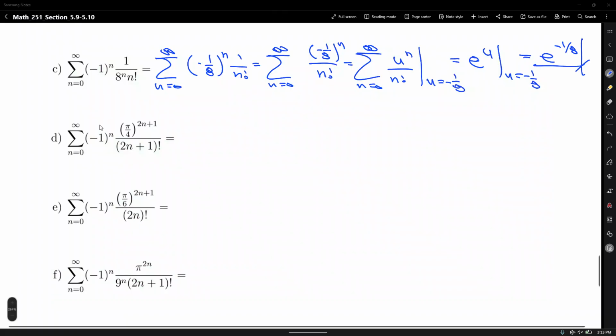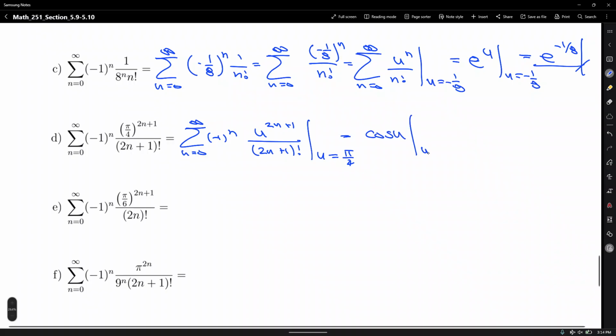So in this case, I think we're ready to write this in terms of u. Sigma n equals 0 to infinity of negative 1 to the n, u to the 2n plus 1 over 2n plus 1 factorial, where u equals pi over 4. So in this case, we're going to call for the sine of u, where u equals pi over 4. That is sine of pi over 4. What's sine of pi over 4? Help me out. Square root of 2 over 2, right? Square root of 2 divided by 2.